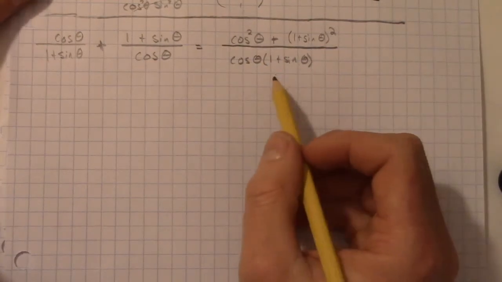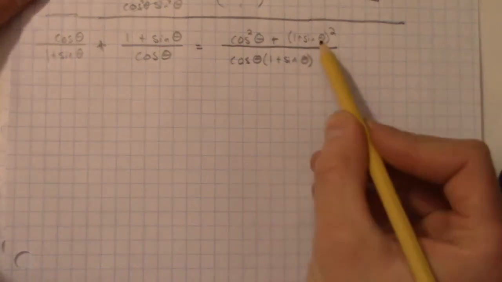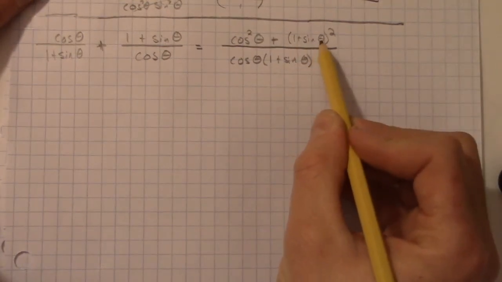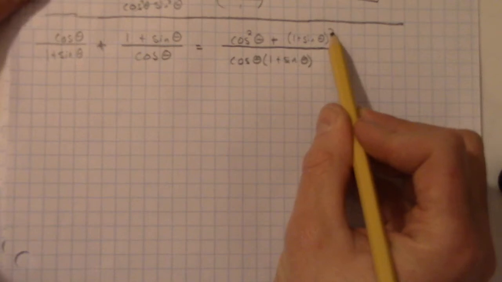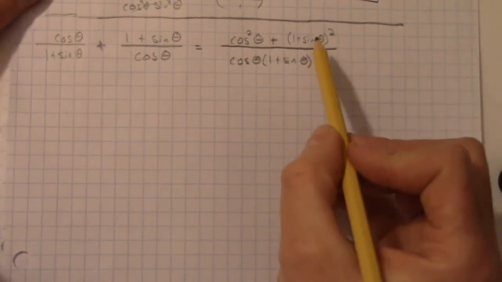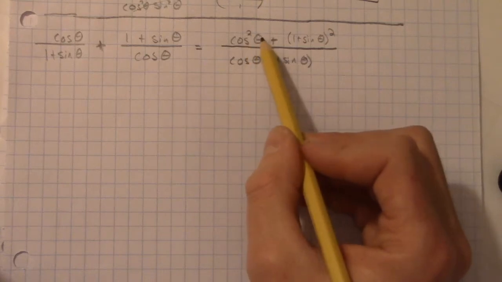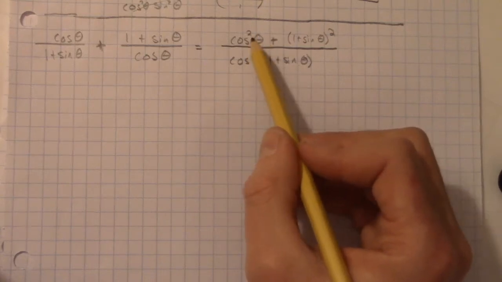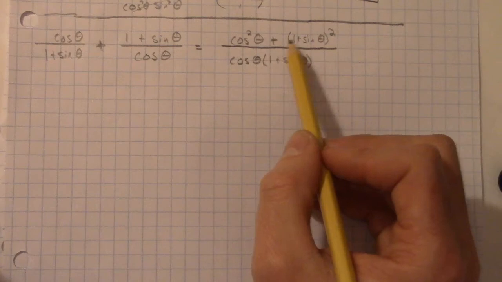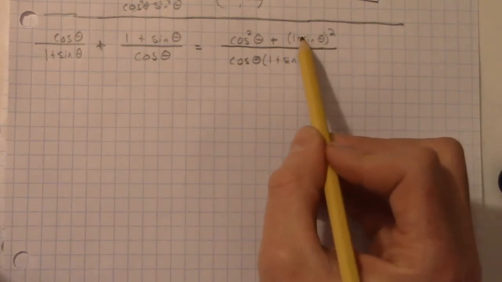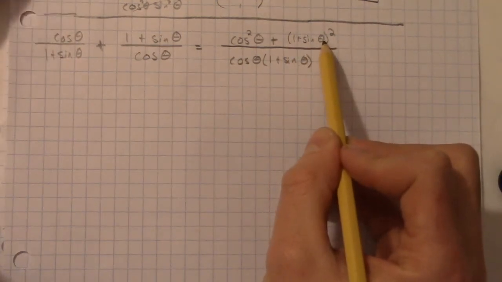Now, where should I go from here? Well, I need to be able to see 1 plus sine theta, that whole quantity squared, as something. I'd really like to look at a sine squared theta because I see a cosine squared theta, and I know sine squared theta plus cosine squared theta is 1. So I'd like to multiply this out. This is 1 plus sine theta squared.